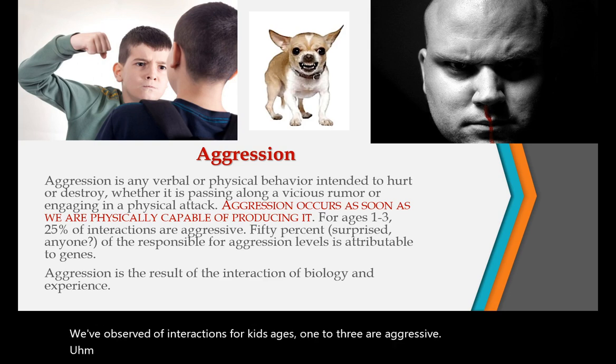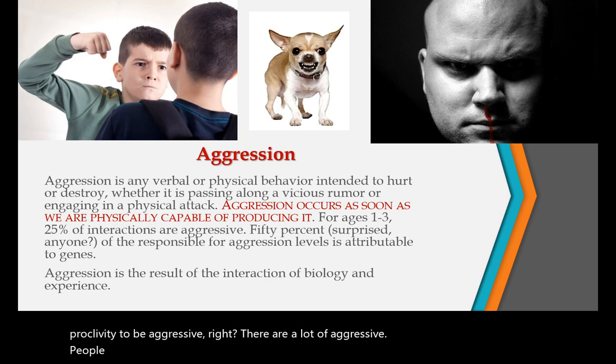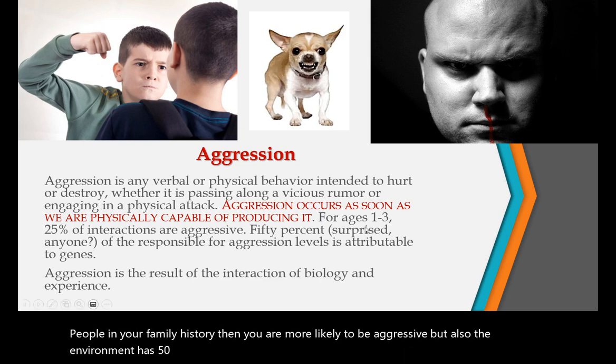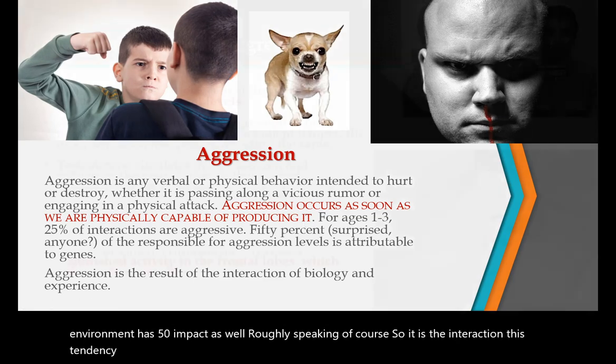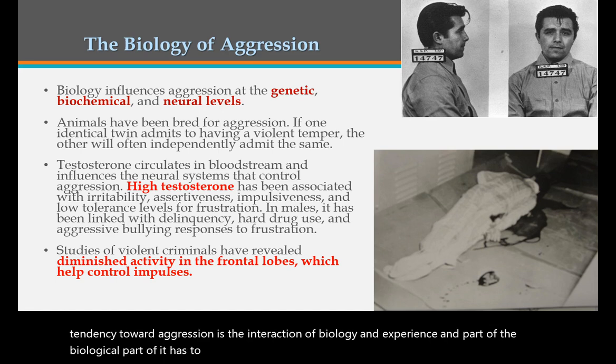So there's a 50-50 balance between nature versus nurture. Genetics accounts for 50% of our proclivity to be aggressive, right? If there are a lot of aggressive people in your family history, then you are more likely to be aggressive, but also the environment has 50% impact as well, roughly speaking, of course. So this tendency toward aggression is the interaction of biology and experience. And part of the biological part of it has to do with testosterone.